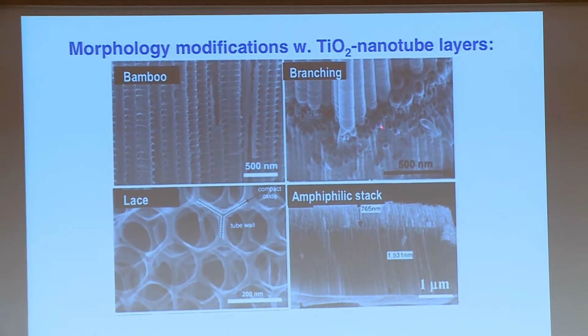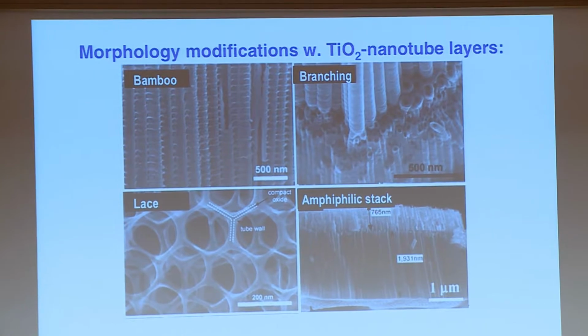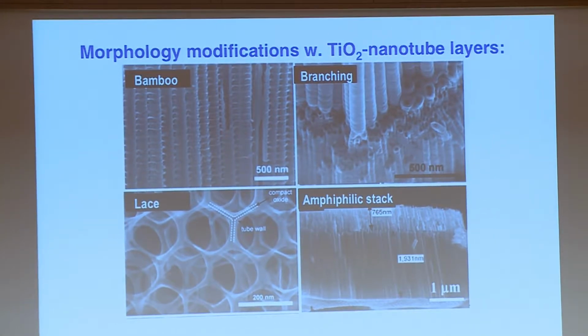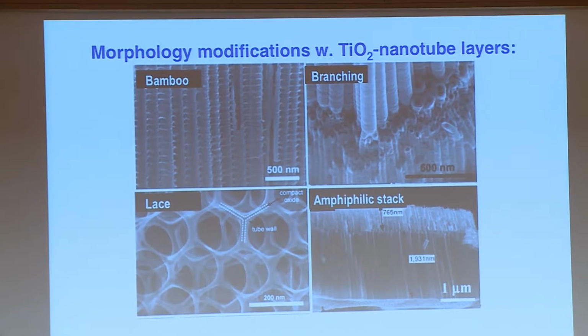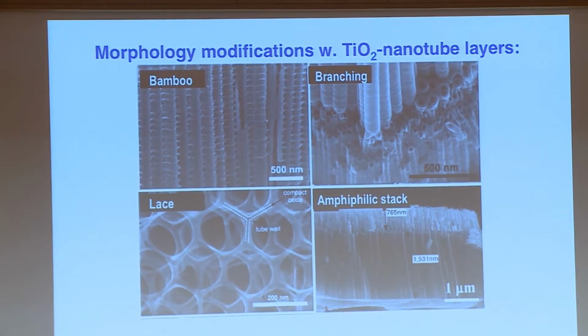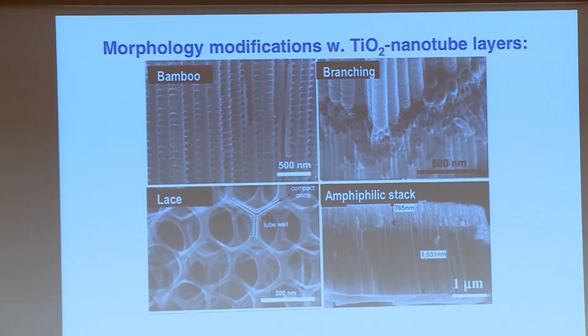The same principle is used here for tube branching. So you grow the tubes at a certain voltage and then lower the voltage to a specific value, and you can create branching of these big nanotubes into smaller nanotubes. Quite useful for some applications.